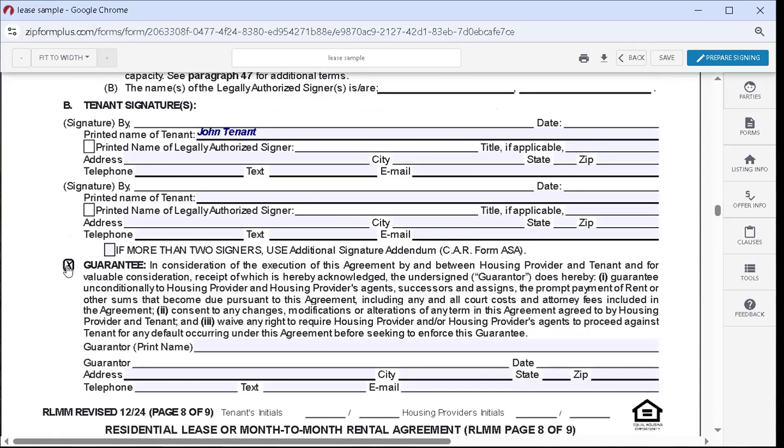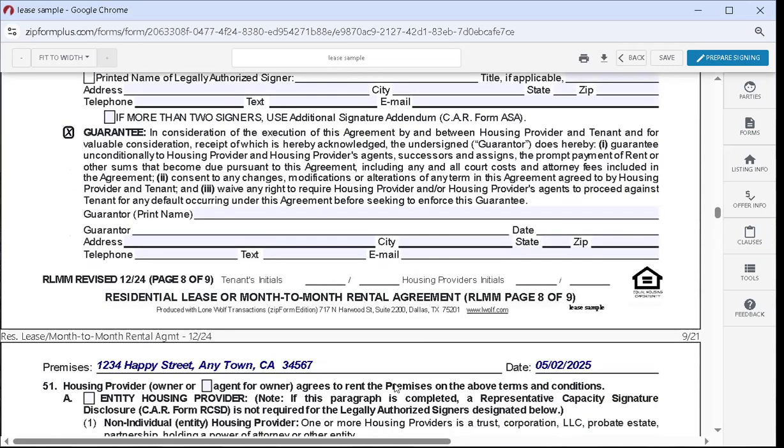So you would click this box. If it's an entity, maybe they want a guarantor, maybe they want an individual. You click this box and fill all that out. But most of the time you don't need that, right? A guarantee, if it's an individual signing on a residential lease, usually not.